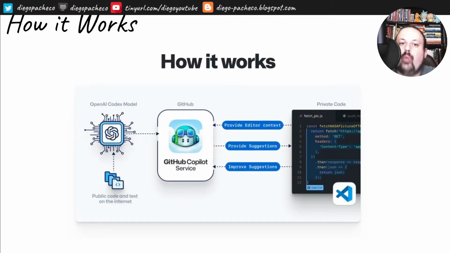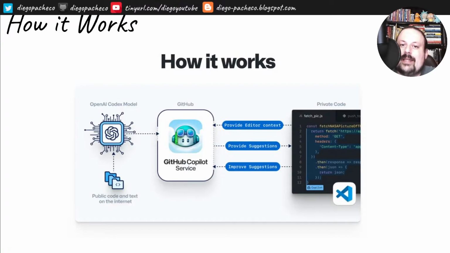So how it works. There is an OpenAI Codex model, I assume on the cloud. It could be on Azure or AWS. GitHub is owned by Microsoft, so I don't know exactly what it is, but it could easily be Azure. And then it says that it has access to public code and text on the internet. I believe that must mean public repositories on GitHub, like popular frameworks, or even Stack Overflow.